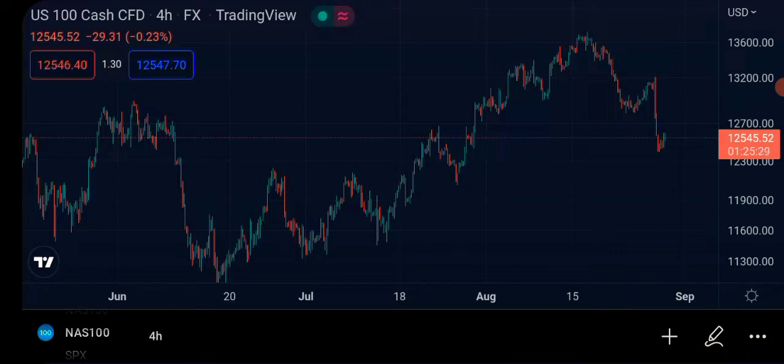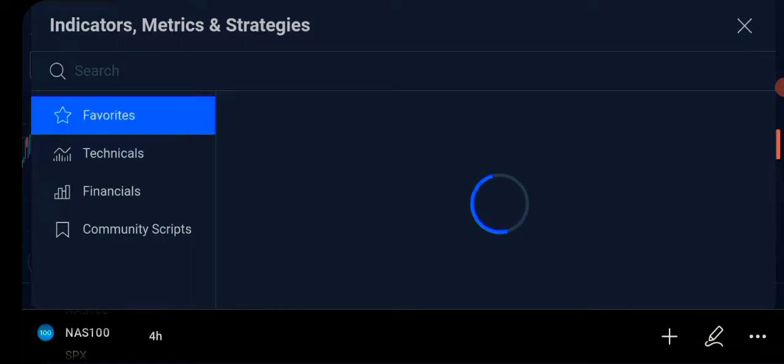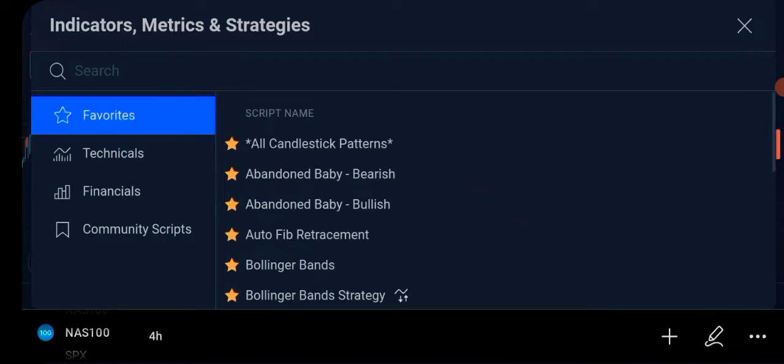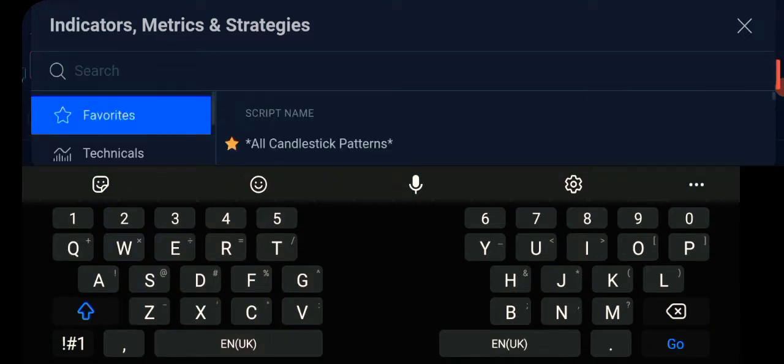So how to go about that? Down here you click on the indicators. It brings out favorites, a whole lot. TradingView has a whole lot of indicators. So you make use of the search here, and you search for the moving average convergence divergence. That is MACD.